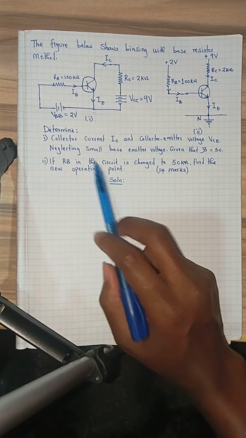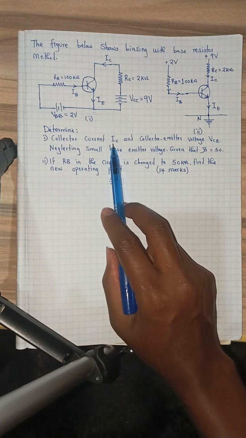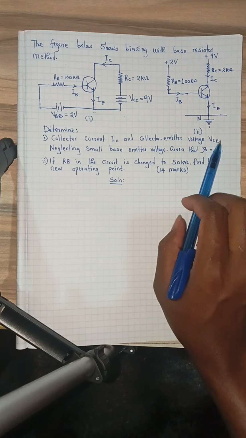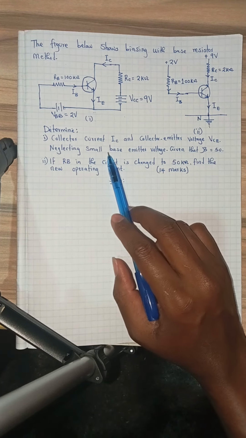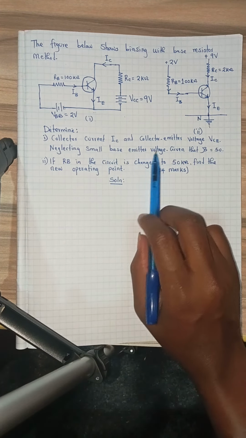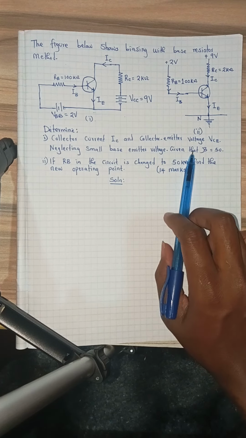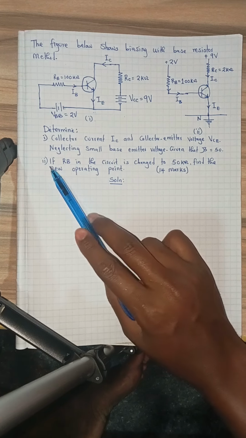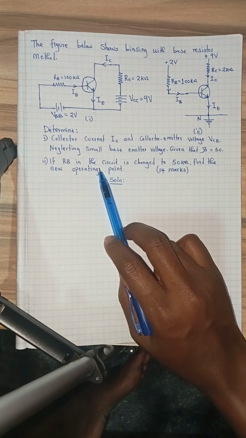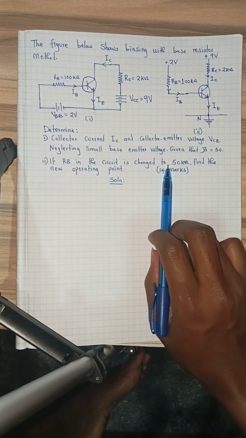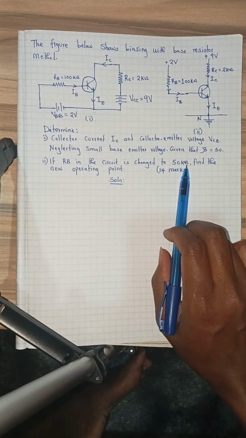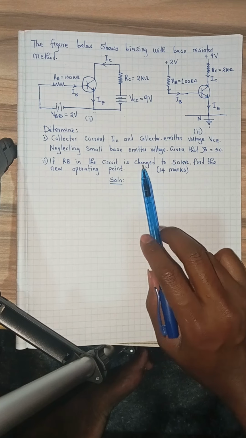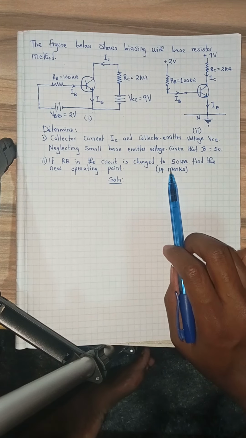Now we are told to determine the collector current IC and the collector emitter voltage VCE, neglecting small base emitter voltage, given that the amplification factor beta is 50. Then 2, if RB in the circuit is changed to 50 kilo ohms, find the new operating point, and the entire question is 14 marks.